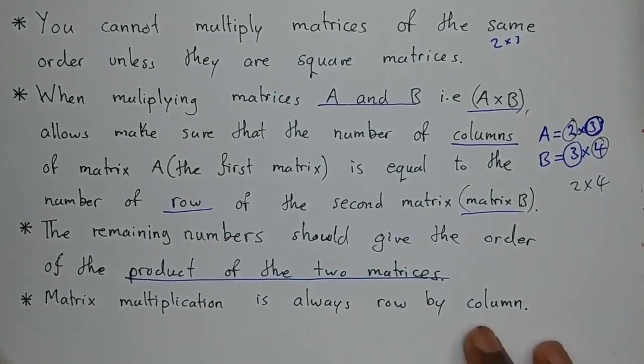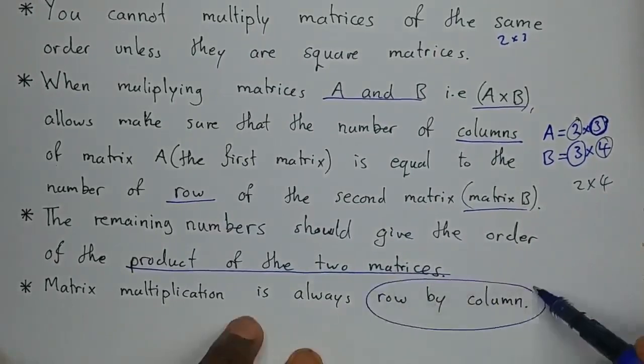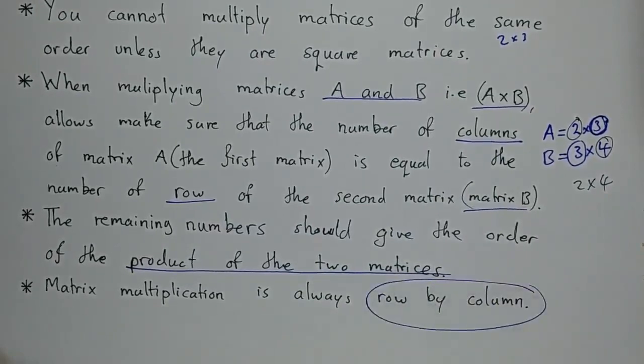Then lastly, we're saying that matrix multiplication is always done, and this is very important, very important, it's always row by column. So let's just quickly look at some examples. Then there's something that we need to talk about as well. That is the identity matrix, which we'll talk about as the last example. So make sure to watch the video until the end.